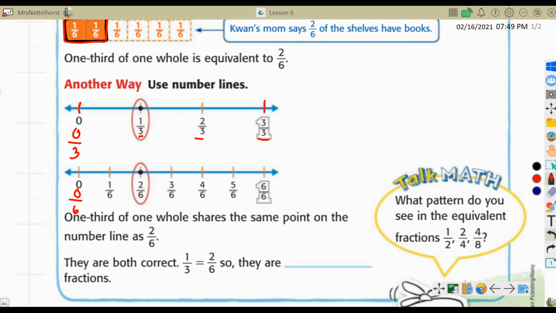So now if you look, though, at our 2 fractions that we're talking about, you have 1/3, because remember 1/3 of the bookshelf had books, and 2/6. Mother said 2/6 of the bookshelf has books. Well, if you look, they're right underneath each other. So they are equivalent. They're in the same place on the number line. So 1/3 of 1 whole shares the same point on the number line as 2/6. They are both correct. 1/3 equals 2/6. So they are equivalent fractions.